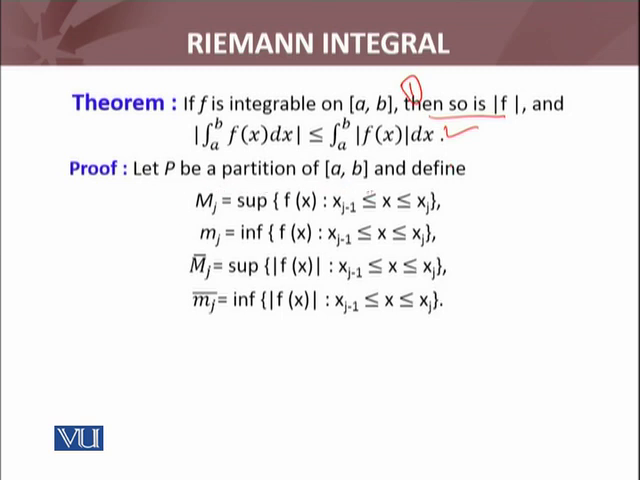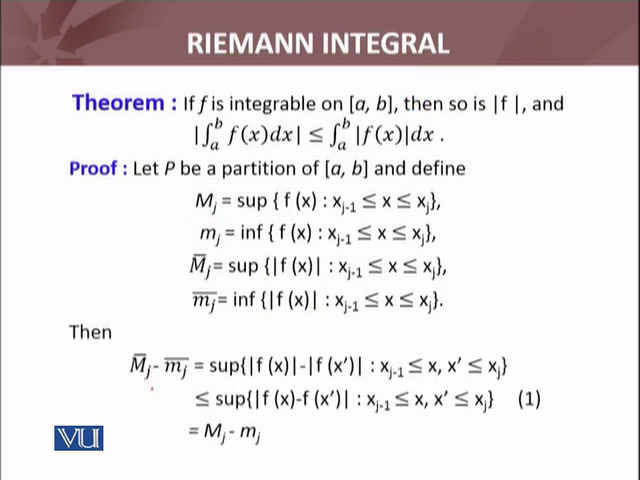So let P be a partition of [a, b] and define M_j as the supremum of f of x, and small m_j as the infimum of f of x over the jth interval of that partition P. M_j bar and small m_j bar are the supremum and infimum of |f| respectively, which we have defined. Then M_j bar minus small m_j bar equals the supremum of |f of x| minus |f of x prime|, where x and x prime are from the jth interval of the partition. Now, if we use the absolute value property that we discussed in the real number system, this will be less than or equal to the supremum of |f of x minus f of x prime|, where x and x prime are from the jth interval. It is equal to M_j minus small m_j.